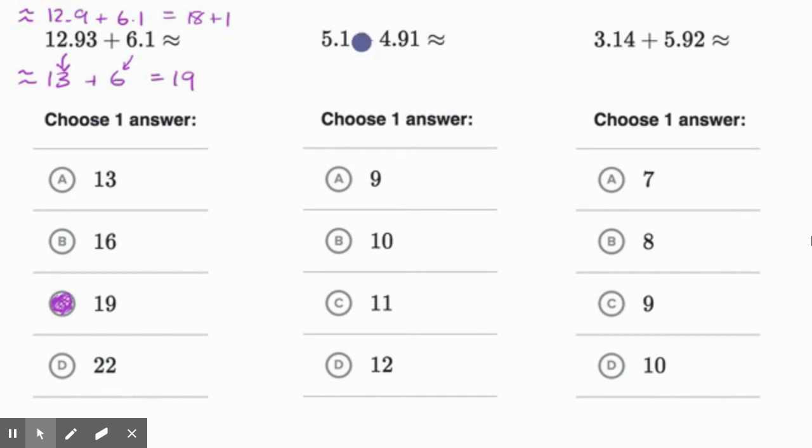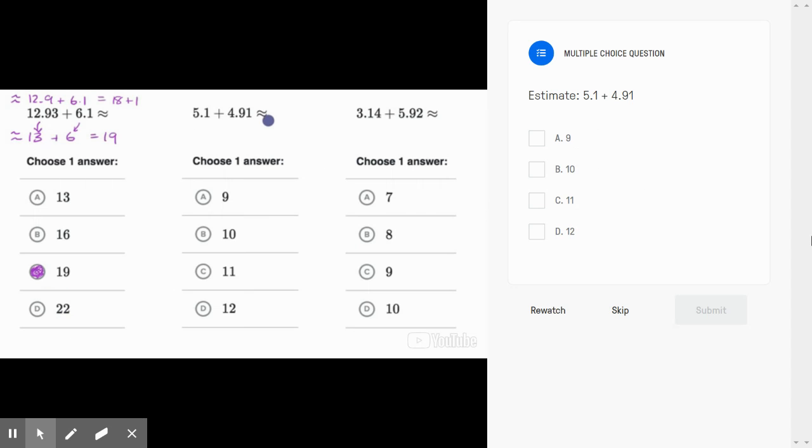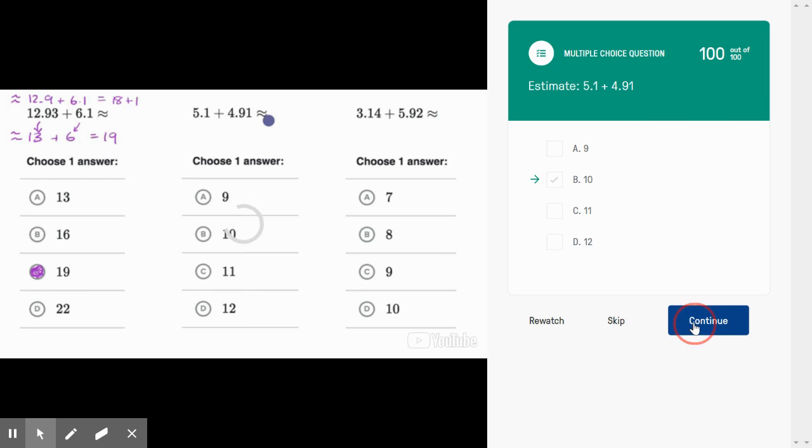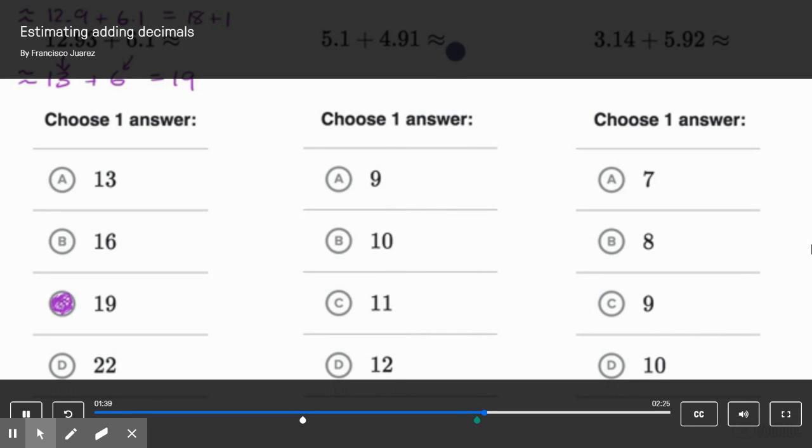Let's do another example. So here we're told 5.1 plus 4.91 is approximately equal to what? So pause this video and see if you can figure that out. All right, so go ahead and try to estimate what is 5.1 plus 4.91. Is it A, B, C, or D? Go ahead and take the next 30 seconds to put that in the chat. What is 5.1 plus 4.91? All right, so if you all put B, 10, then you are correct, and here's why. Try to estimate it. Try to do it without any paper.